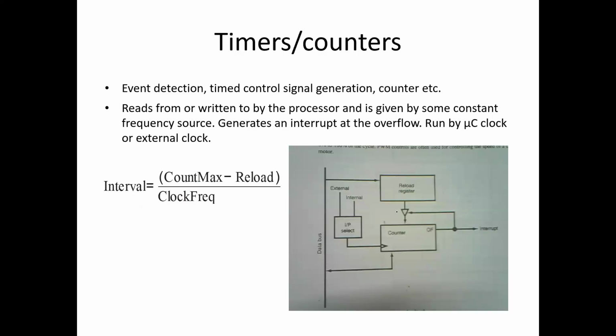Next, timers and counters. Event detection, time control, and signal generation are the main work provided by timers and counters. Reads from or written to by the processor, and is given by some constant frequency source. Generates an interrupt at the overflow, run by the microcontroller clock or an external clock. So this is the purpose of a counter.